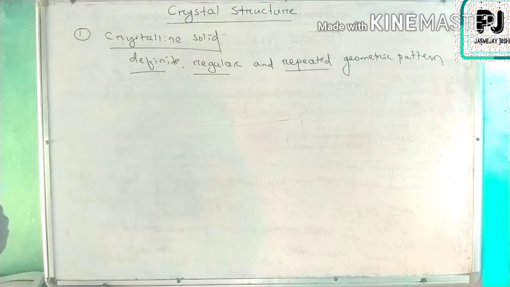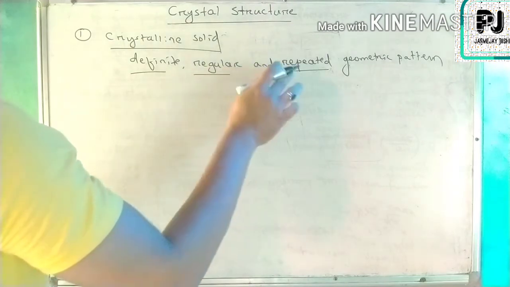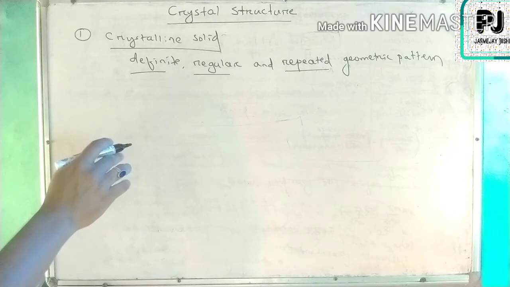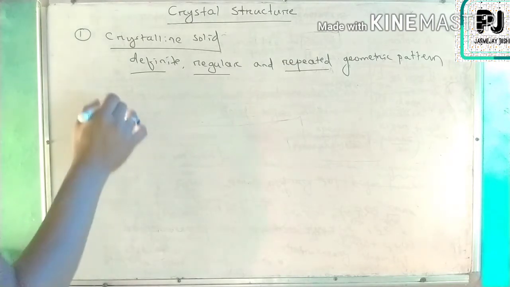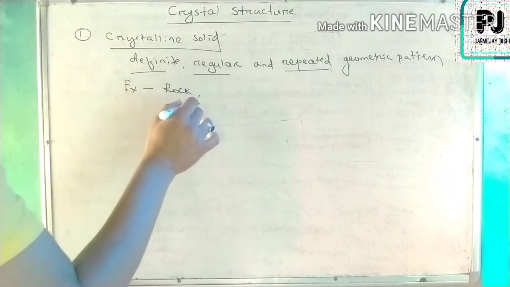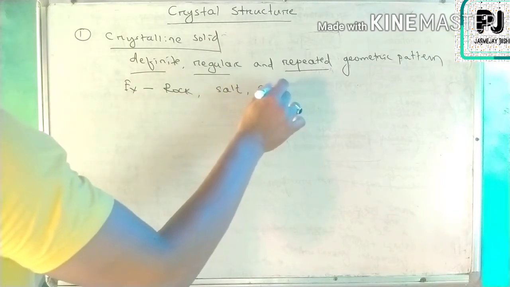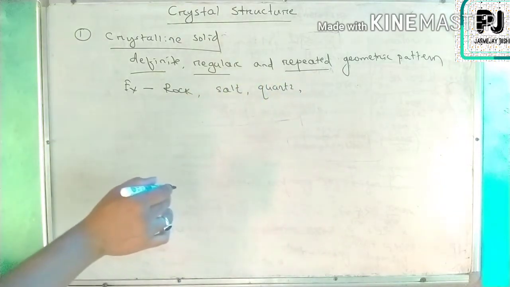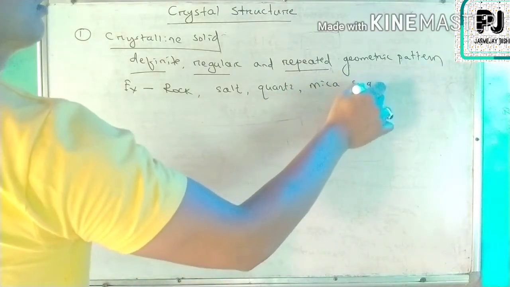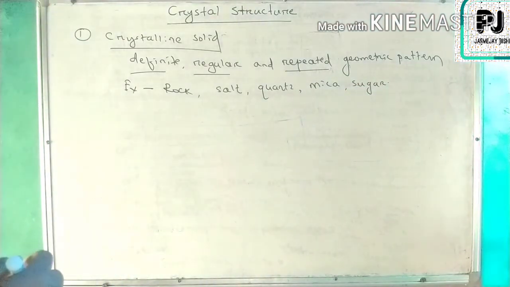This definite, regular and repeated geometric pattern will be in a three dimensional network. So what are the examples? There are so many examples of crystalline solids: rock, salt, quartz, mica, sugar. These are the different types of crystalline solid.